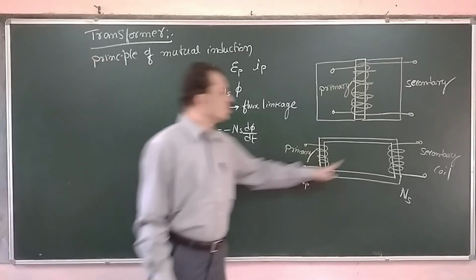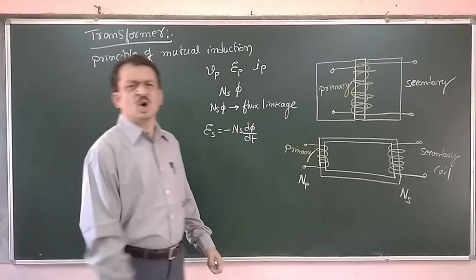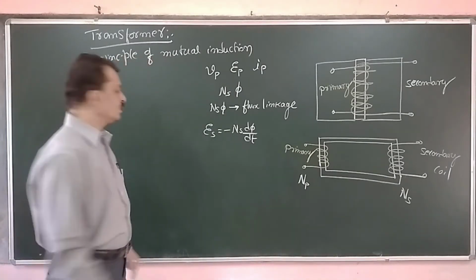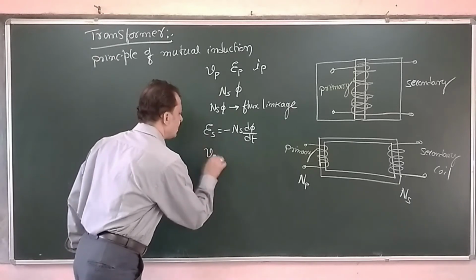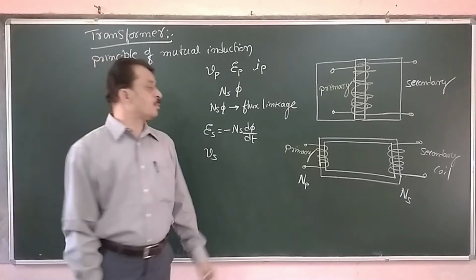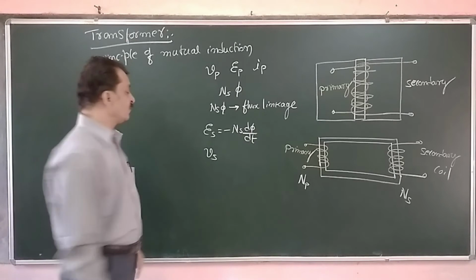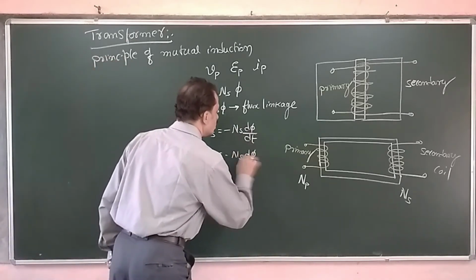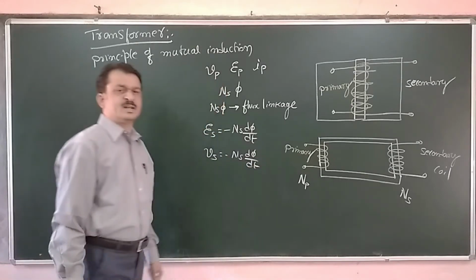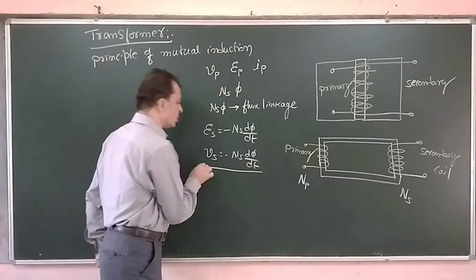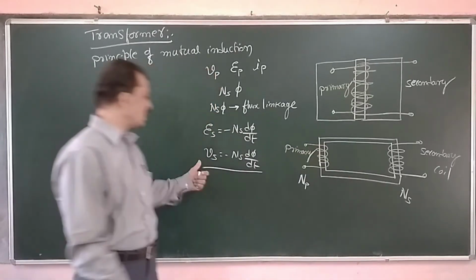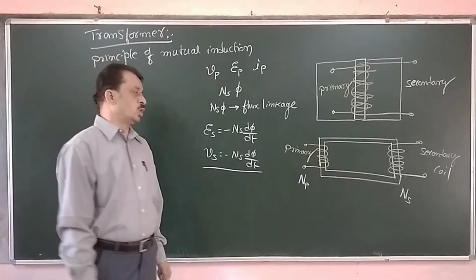Since these two coils have a very small resistance, whatever EMF is applied is taken as the potential drop across the secondary. Therefore, VS is equal to minus NS into d phi by dt. This is the output voltage. The voltage taken across the secondary coil is also called the output voltage.